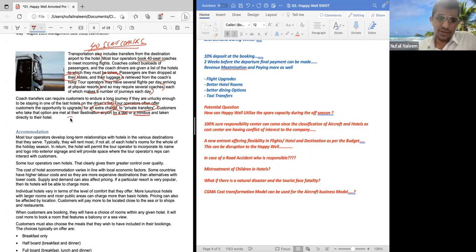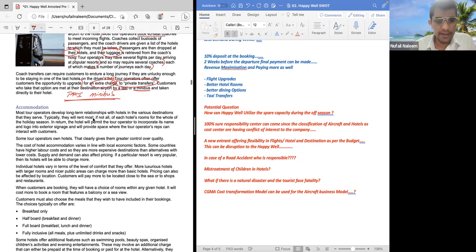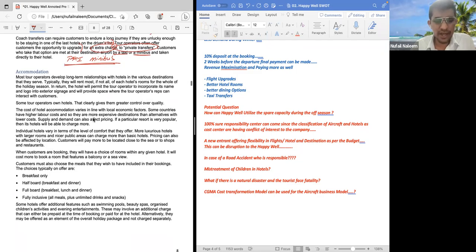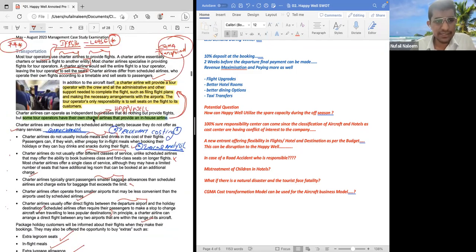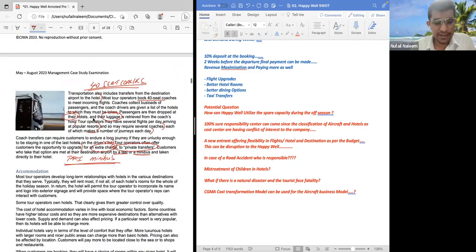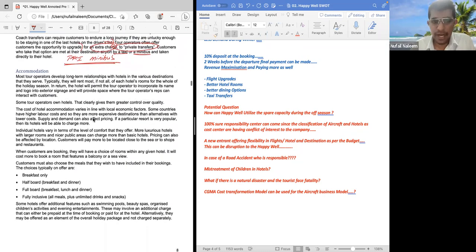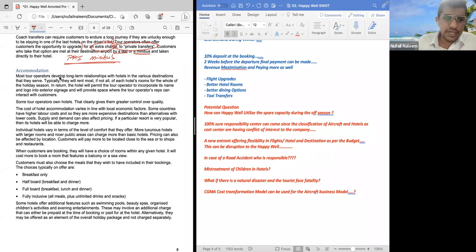So that is also one value addition. If you want, you can go for a taxi or a minibus if required. That option is also there. So these are all standardized points of view that they are giving at the moment. Now, coming to the accommodation. This is the transportation part. Now, coming to the accommodation part, most tour operators develop long-term relationships with hotels in various destinations, and they save.